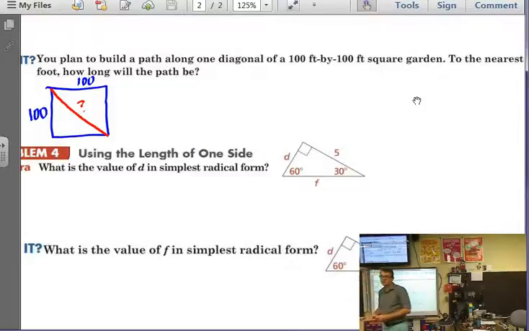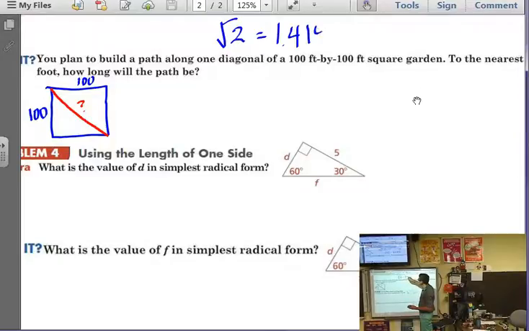So remember it says to the nearest foot, so you cannot leave it in radical form. I will tell you, if you want to know the decimal beyond the tenths place, radical 2 is 1.414, if you want to know it a few decimal places. That's probably rounded, so it's not exact.